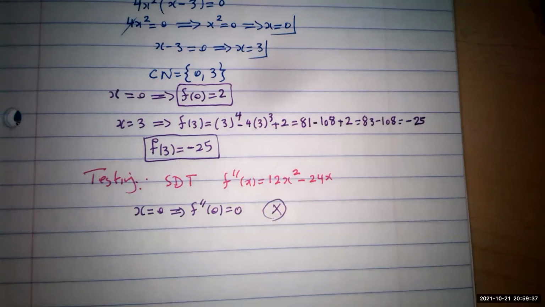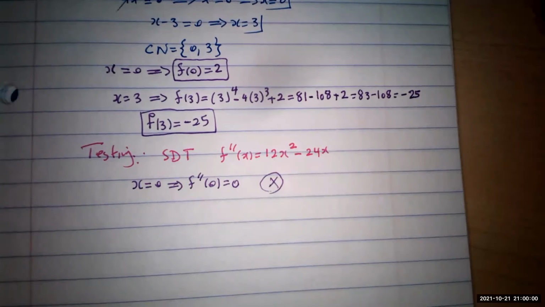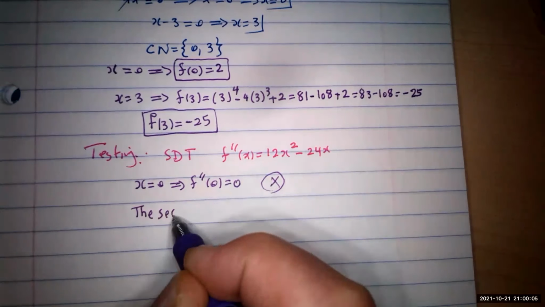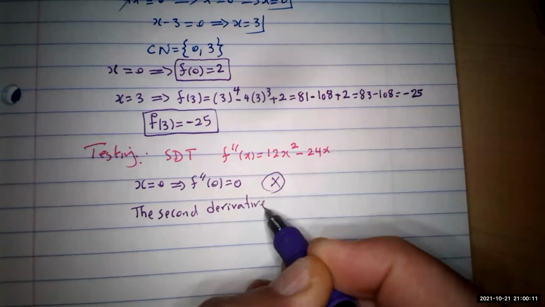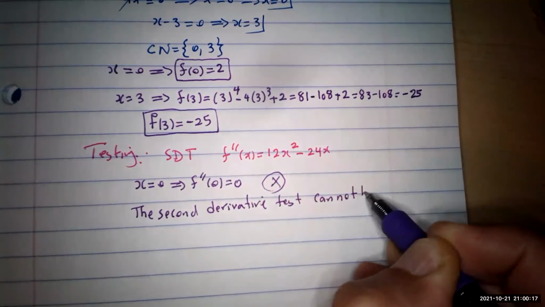You see they say find all relative extrema of the function. Use the second derivative test when applicable. So in this case, it's not applicable. It doesn't mean you are done. You have to go back and change the test, because you cannot say whether it's positive or negative because it's a 0. The second derivative test cannot be applied.